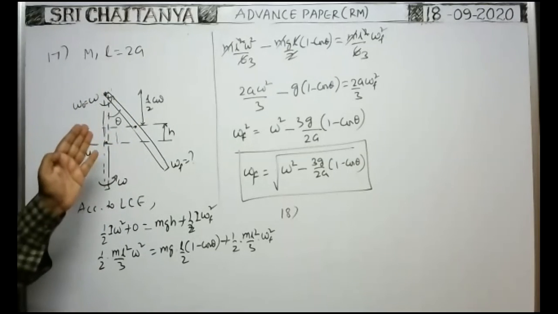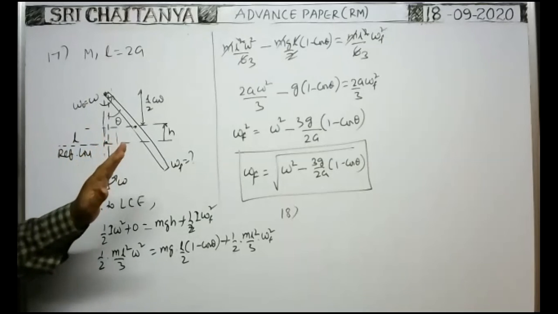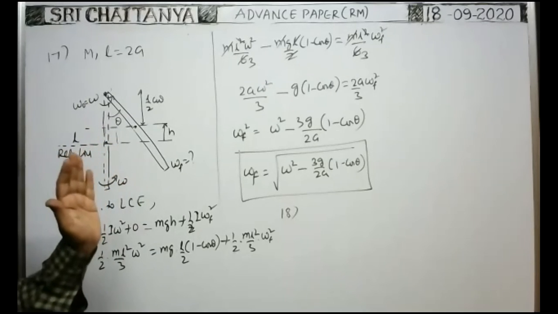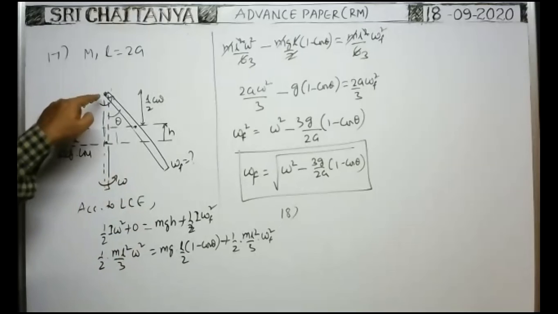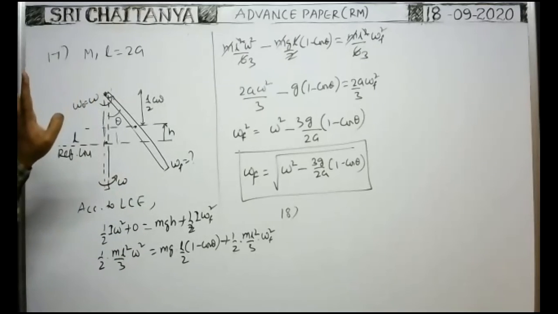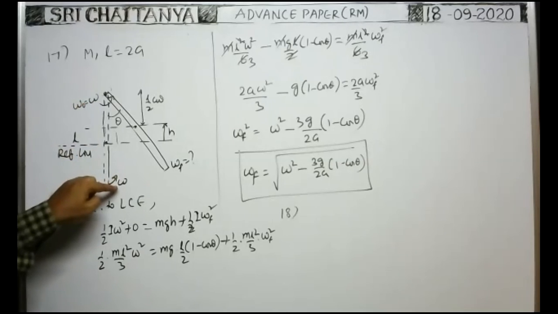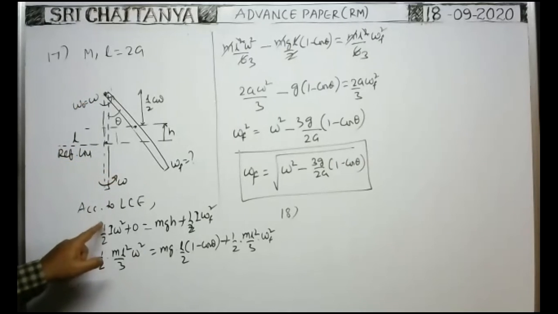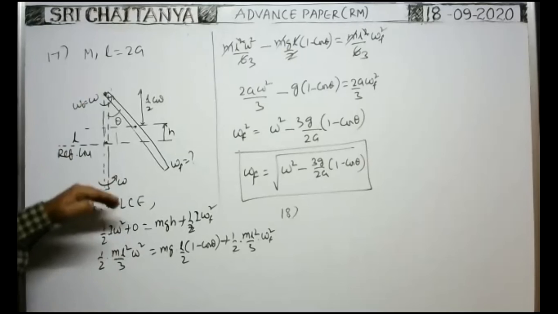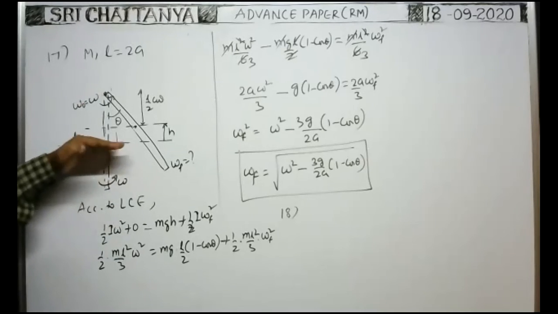Whenever work is done by a conservative force, the total energy of the body does not change. One form of energy will be converted into another form. Even then, there is no friction here at the hinge also. That's why whenever the rod is vertical, as it is having angular velocity omega, it is having rotational kinetic energy half I omega square. And you take this as the reference line, so potential energy is 0.